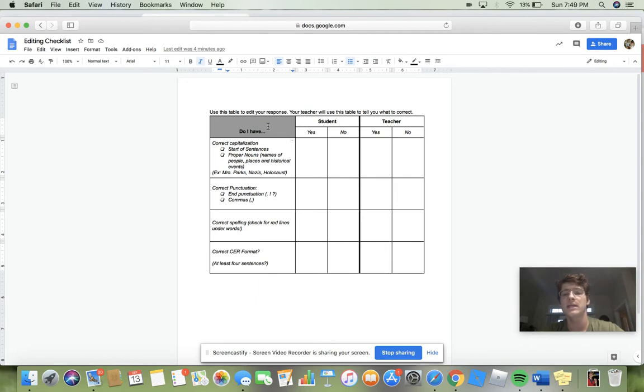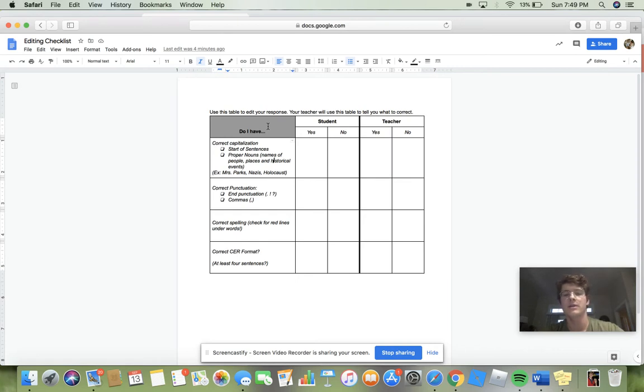Make sure that you're using commas if you need commas so that your sentences aren't just run-on sentences. We can talk more about that in class. But please have punctuation at the end of your sentences every single time. Then you're going to check for correct spelling.